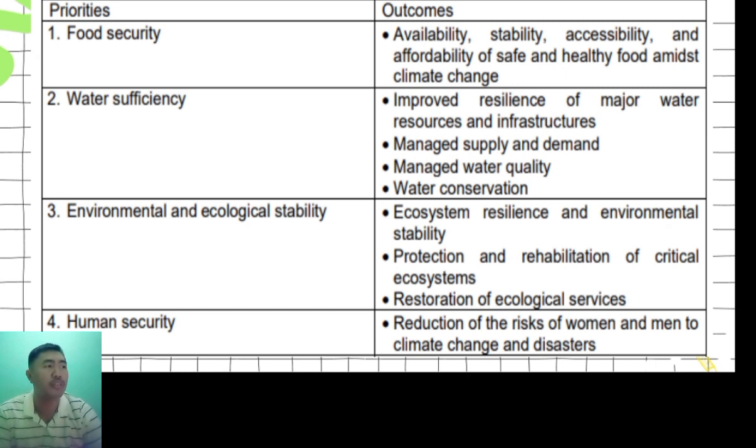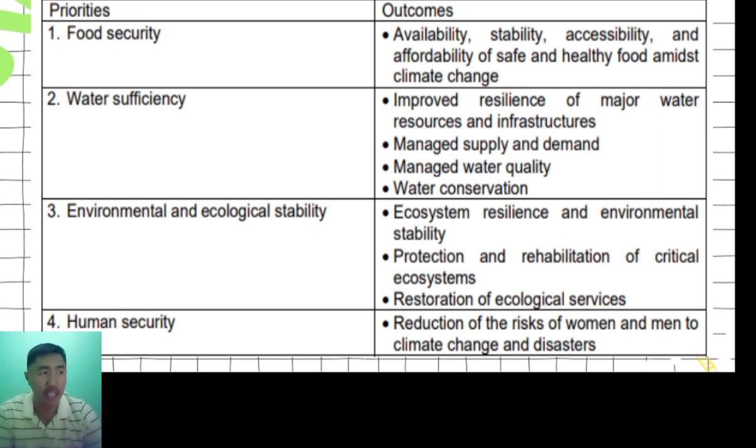Outcomes: improve resilience of major water resources and infrastructure, manage supply and demand, manage water quality and water conservation. So it is one of the priorities because water is life, di ba? We can't live without water. So we should really be concerned about our water conservation, how to manage, how to save water, and use water properly, because it's very important.